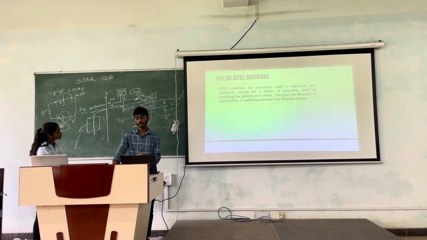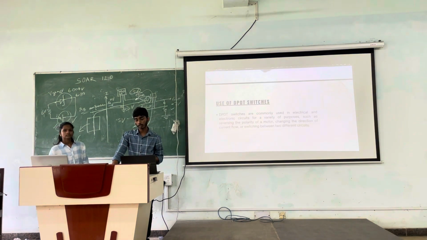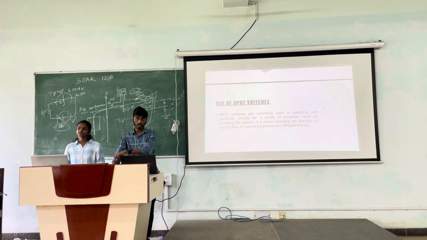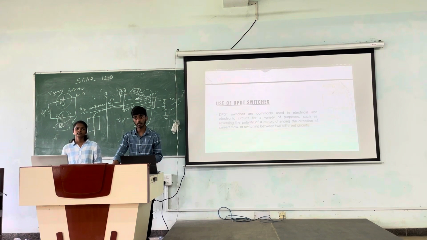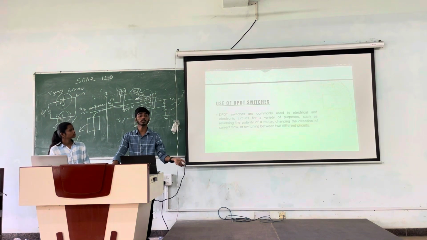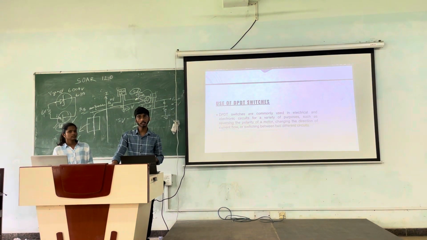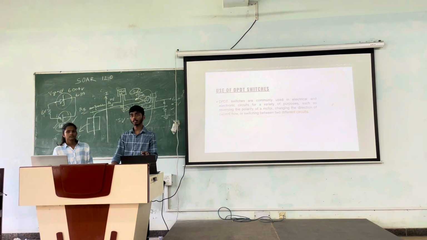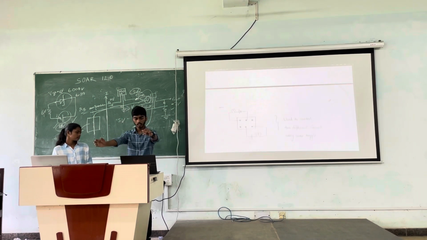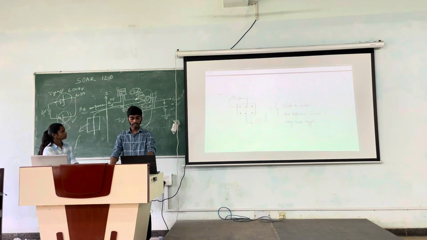We need some kind of switch so that when we press it one way, the motor rotates clockwise, and when we press it the other way, the motor rotates anti-clockwise. This has some application in RC cars also. You can say forward and backward movement of a car we can control using a DPDT switch. Let's see.